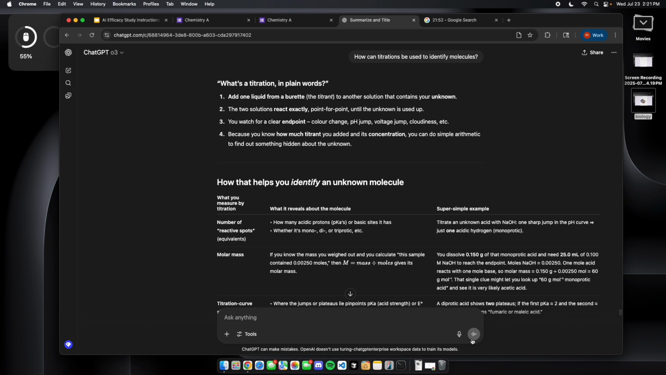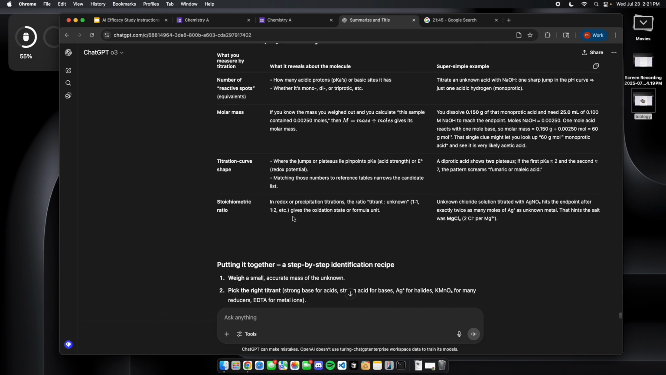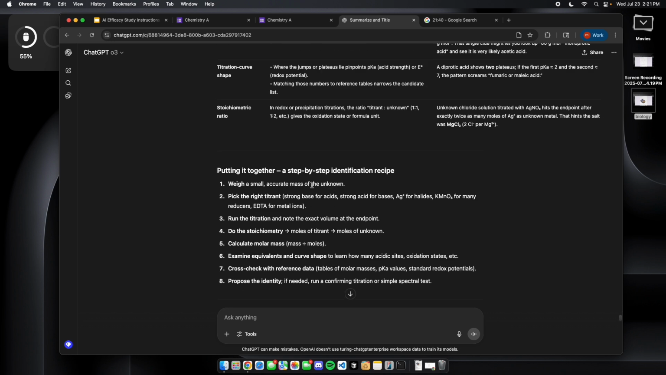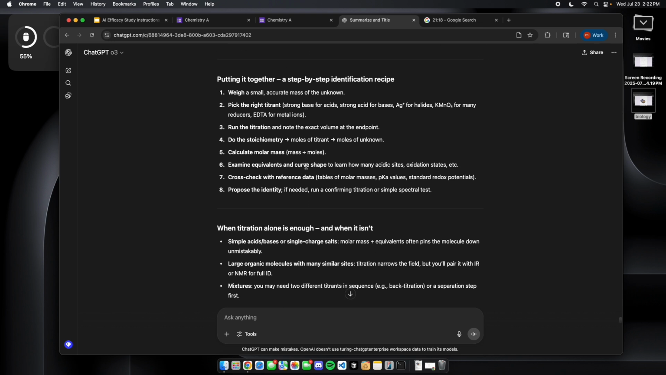Okay. How does that help you identify an unknown molecule? Number of reactive spots, molar mass, titration curve shape, stoichiometric ratio. Putting it together, a step-by-step identification. Weigh a known mass of the unknown. Pick the right titrant: a strong base for acids, a strong acid for bases, Ag+ for halides, KMnO4 for many reducers, EDTA for metal ions. Run the titration and note the exact volume at the endpoint. Do the stoichiometry.